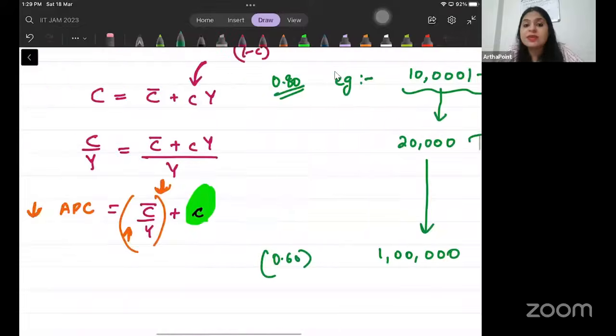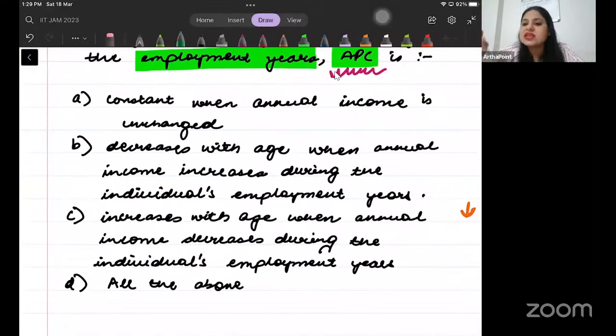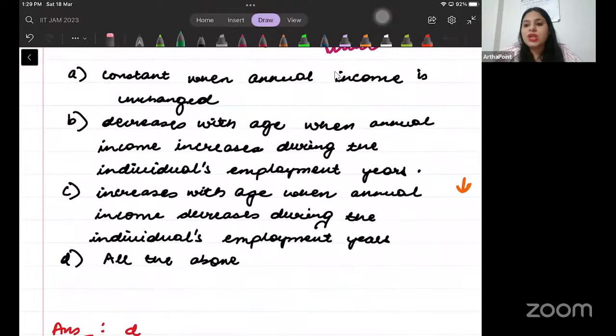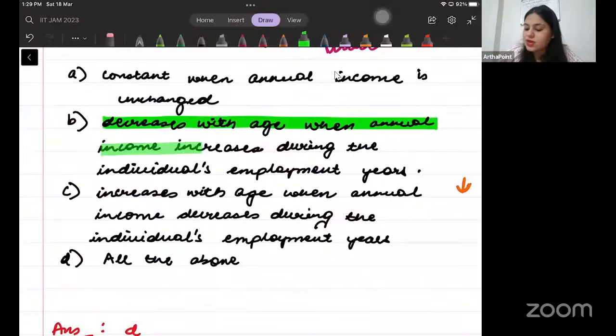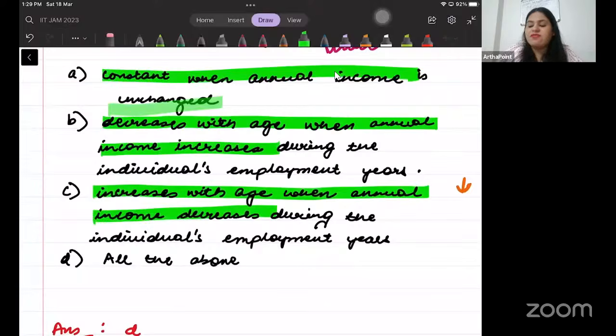So as your income increases, your average propensity to consume will always decrease. And as your income decreases, APC will increase. So APC is negatively related to your income level. This is what happens. So if you notice, this is exactly what it says. It decreases when annual income increases. It increases when annual income decreases. And it remains the same if my income is unchanged. If income is unchanged, APC is also unchanged. So the answer to this question is D.